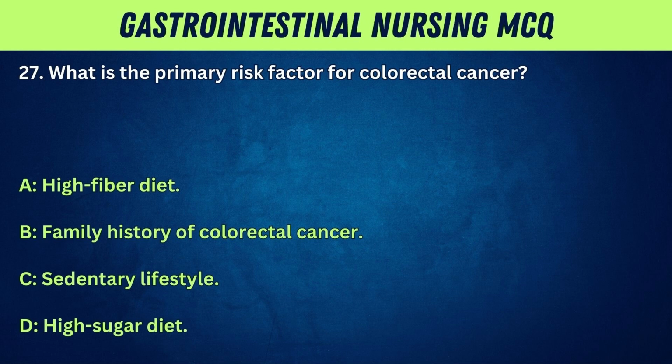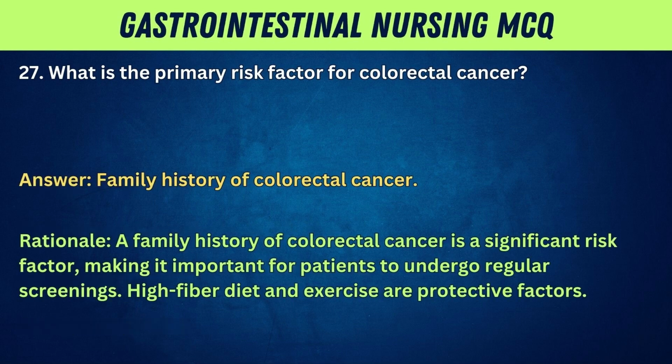27. What is the primary risk factor for colorectal cancer? A. High-fiber diet. B. Family history of colorectal cancer. C. Sedentary lifestyle. D. High-sugar diet. Answer: family history of colorectal cancer. Rationale: a family history of colorectal cancer is a significant risk factor, making it important for patients to undergo regular screenings. High-fiber diet and exercise are protective factors.